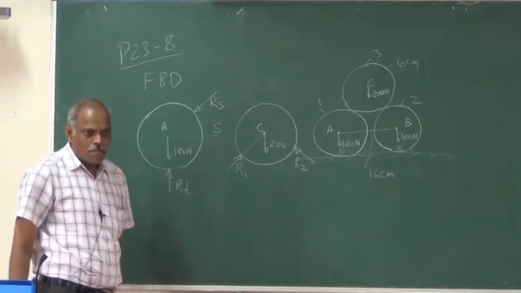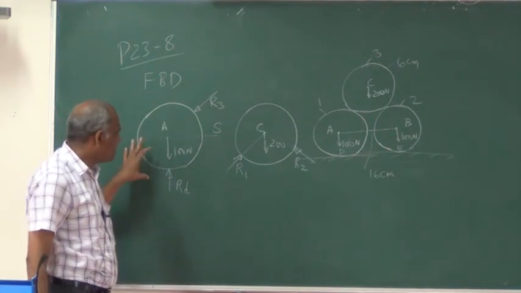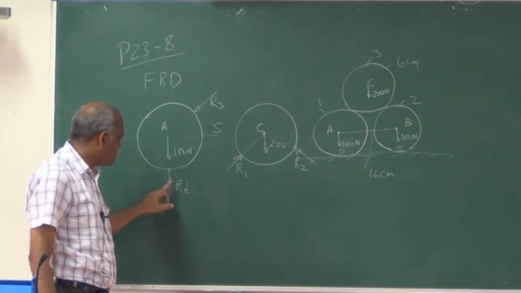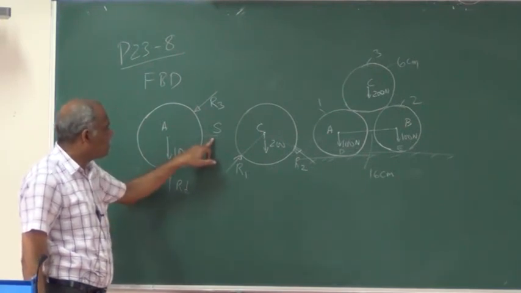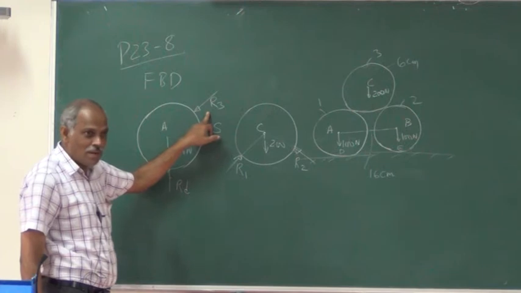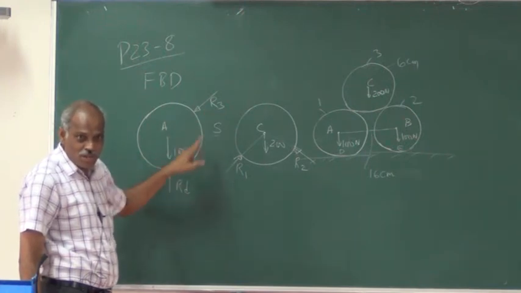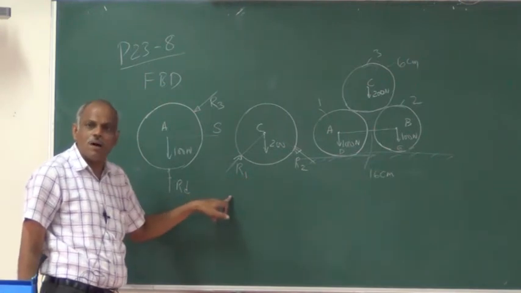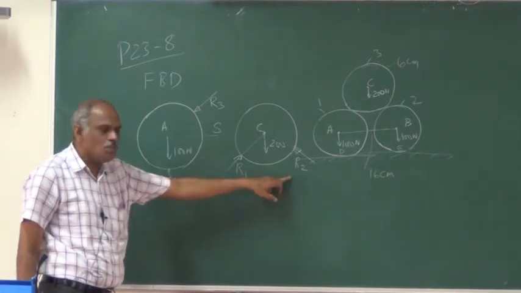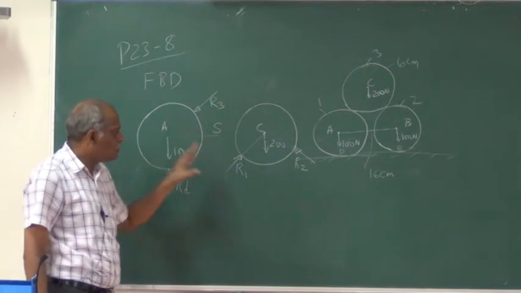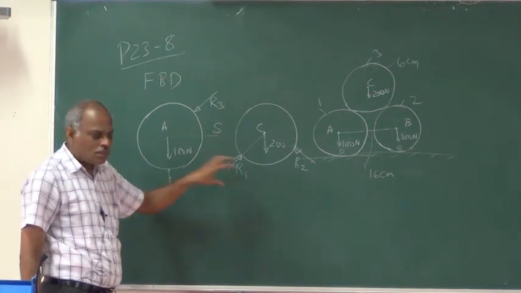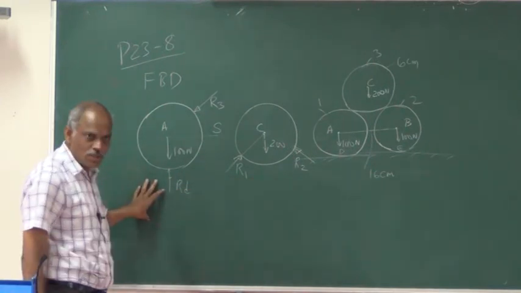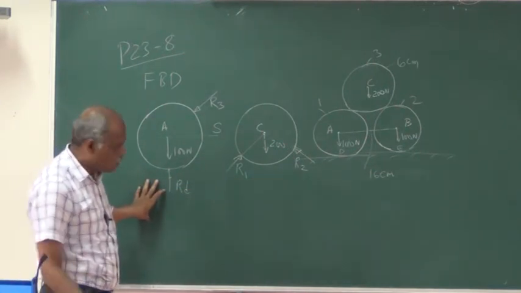So here, look at this: the number of unknowns are, you don't know the magnitude of RD, you don't know the magnitude of S, you don't know the magnitude of 3, so 3 unknowns. Here, if you know the directions of R1 and R2 from the geometry, only 2 unknowns, so this is solvable. So we can first solve this free body diagram, from this solution you can get R1, R2, then we can proceed for this thing.